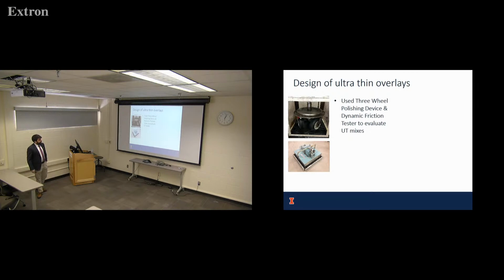One other project that we worked on had to do with ultra-thin overlays. The idea was basically we needed an alternative for chip sealing. For those who don't know, chip sealing is a surface treatment that's used for lower volume roads. Basically, a layer of binder and then you spread a single size aggregate on top.